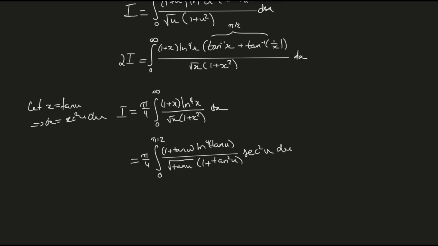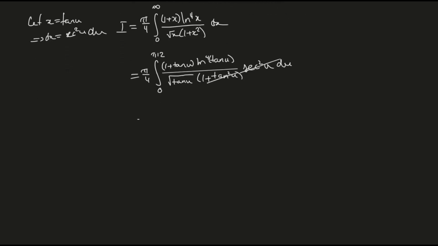Now you may recognize this as a Pythagorean trigonometric identity. 1 plus tangent squared is equal to secant squared. So this and this cancel out. And we're left with pi by 4 times the integral from 0 to pi by 2 of 1 plus the tangent of u, natural log to the 4th power of tangent of u, all of that over, I'll write the root of tangent u as tangent to the 1/2 of u for reasons that will be clearer in a second.